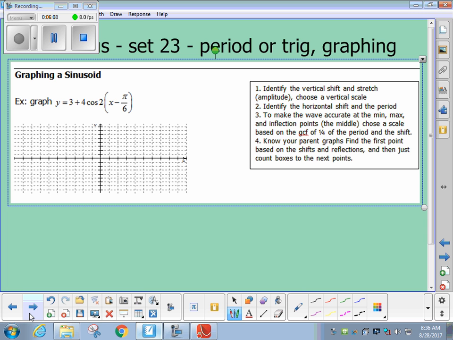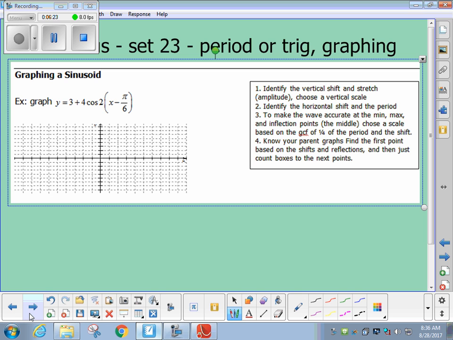Now, if this is a little new to you, that's okay, because the Saxon book, I feel, does a really poor job of explaining graphing a sinusoid. So this is what I would like to see. Say you're graphing our cosine curve down there. You see that? All right.